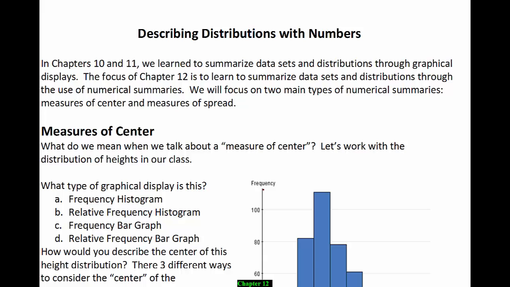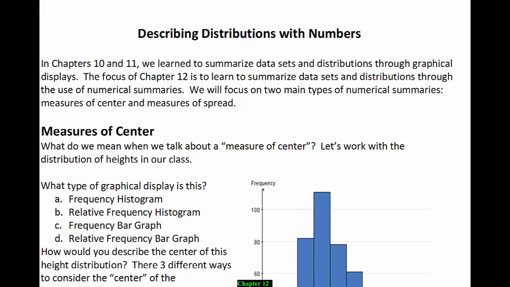In chapters 10 and 11, we learned to describe a data set or a distribution graphically. Now we're going to talk about describing distributions with numbers. So, describing a distribution numerically. We're going to first talk about measures of center, and then we're going to talk about measures of variability.